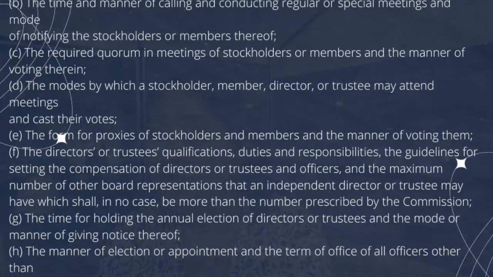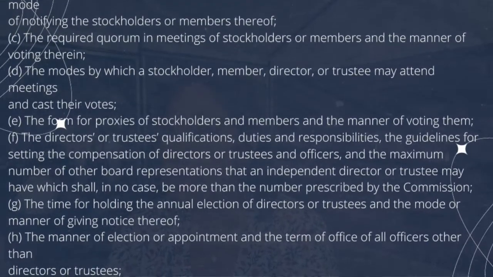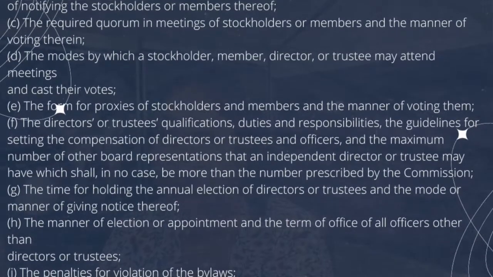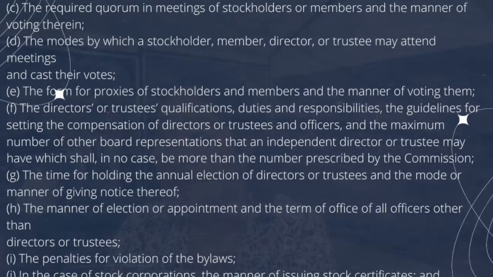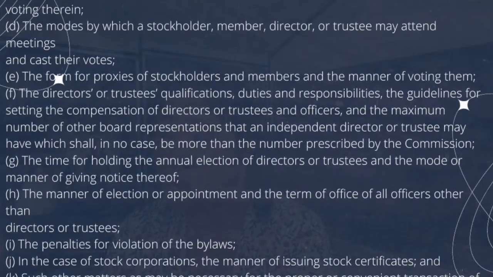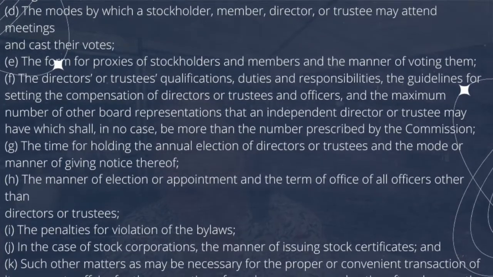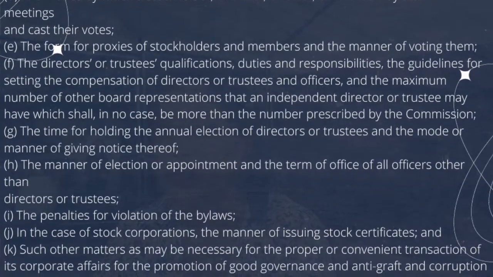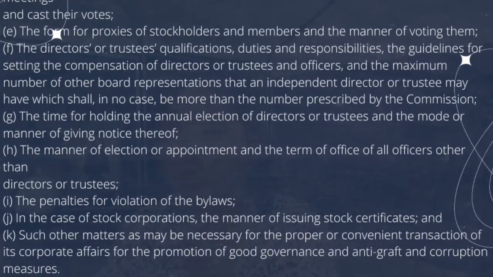F. The directors or trustees' qualifications, duties, and responsibilities, the guidelines for setting the compensation of directors or trustees and officers, and the maximum number of other board representations that an independent director or trustee may have, which shall in no case be more than the number prescribed by the Commission. G. The time for holding the annual election of directors or trustees and the mode or manner of giving notice thereof. H. The manner of election or appointment and the term of office of all officers other than directors or trustees. I. The penalties for violation of the bylaws.